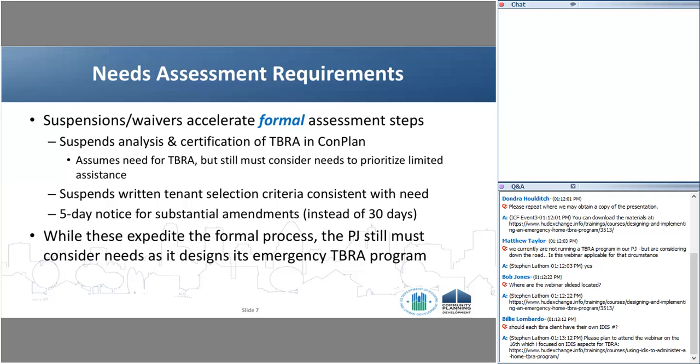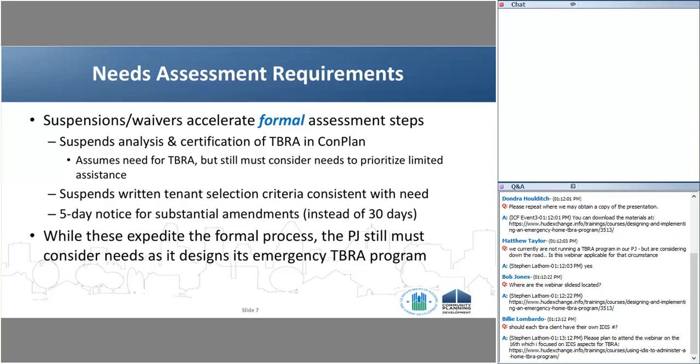So let's begin with the needs assessment part of step 1. Among the statutory suspensions and regulatory waivers that HUD's provided to PJs, several of them are intended to enable you to accelerate the assessment of needs. In particular, for PJs that are covered by major disaster declarations, which effectively now is the entire country, HUD suspended the consolidated plan requirements for an analysis of local market conditions and needs and certification that TBRA is an essential element of the PJ's plan. In effect, the suspension removes the formal requirements for an assessment of needs, although that does not relieve the PJ of the responsibility to consider needs as it designs the program.